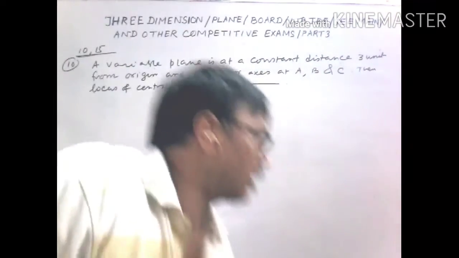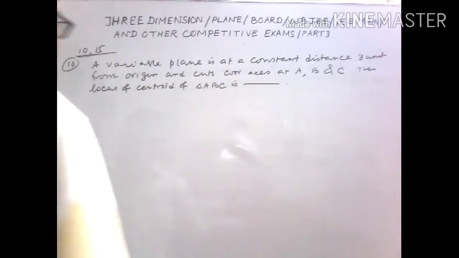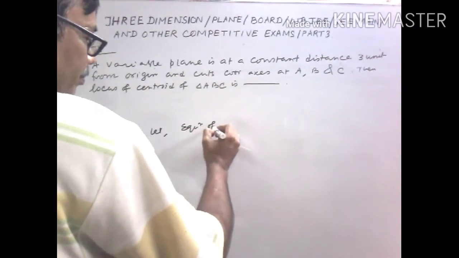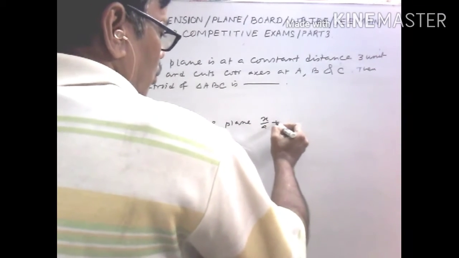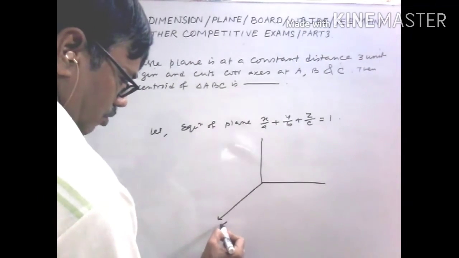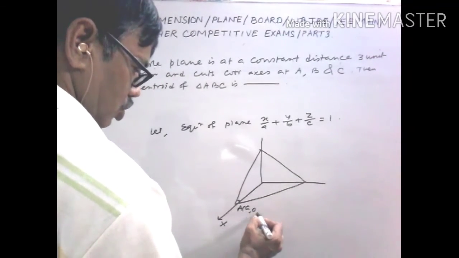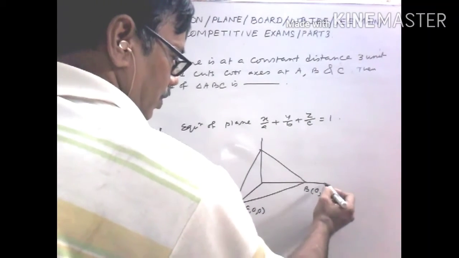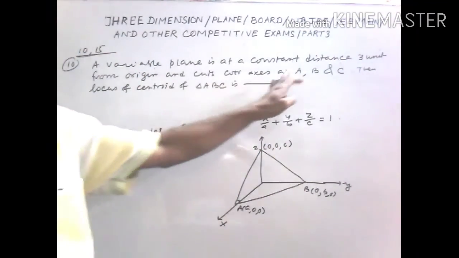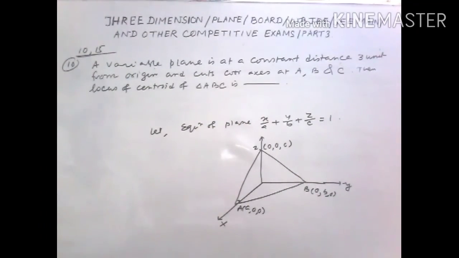A variable plane is at a constant distance of 3 units from the origin and cuts the coordinate axes at A, B, C. So let the equation of the plane be x by A plus y by B plus z by C equals 1. On the x-axis this is A, 0, 0; this is 0, B, 0; on the z-axis this is 0, 0, C. It cuts the coordinate axes at A, B, C. So this is the equation of the plane.